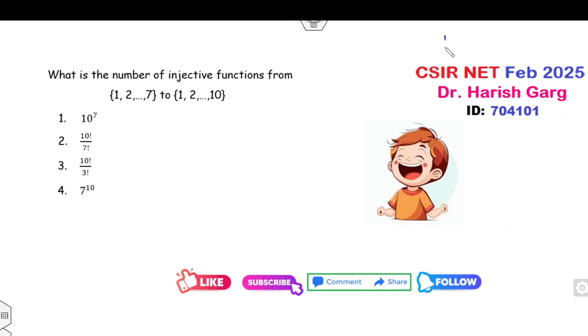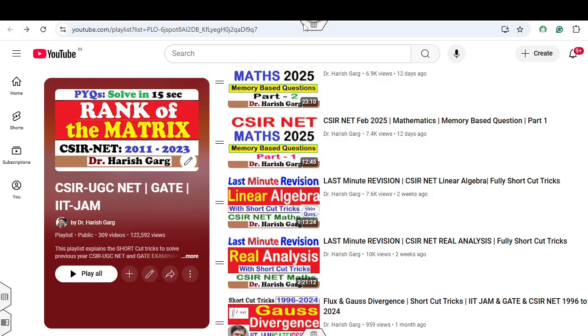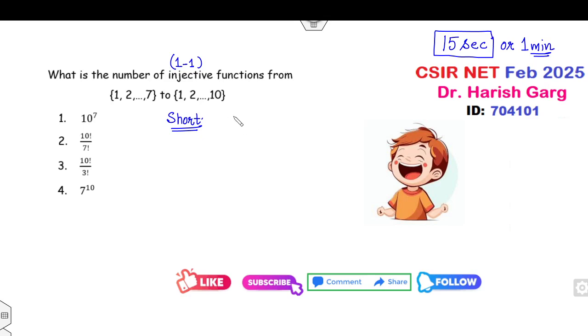Always remember, students, I will try my best to give you the answer to each question within 15 seconds, or otherwise a maximum of 1 minute. Fine. Now your target in the first question is how you can find the number of one-one functions. Can you remember my shortcut trick which I explained in my last minute revision lecture of real analysis? What is the shortcut trick?